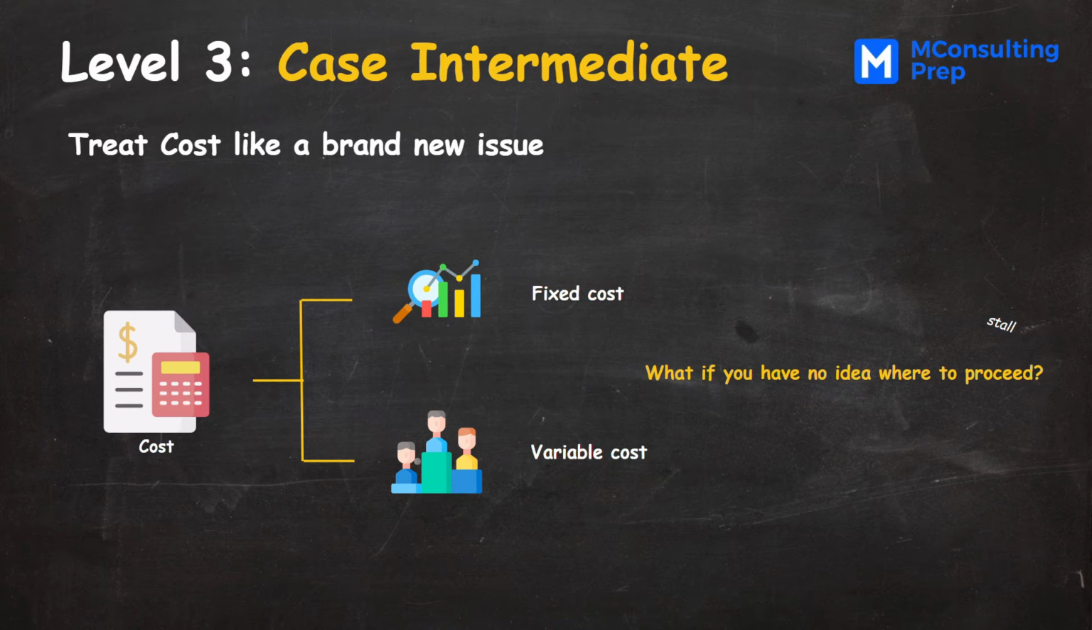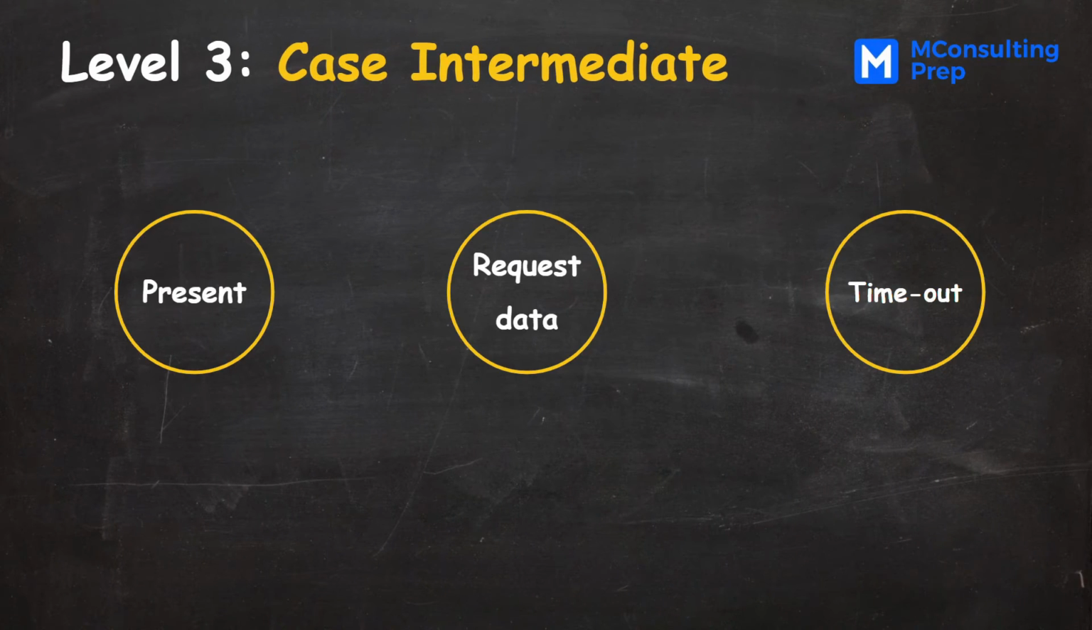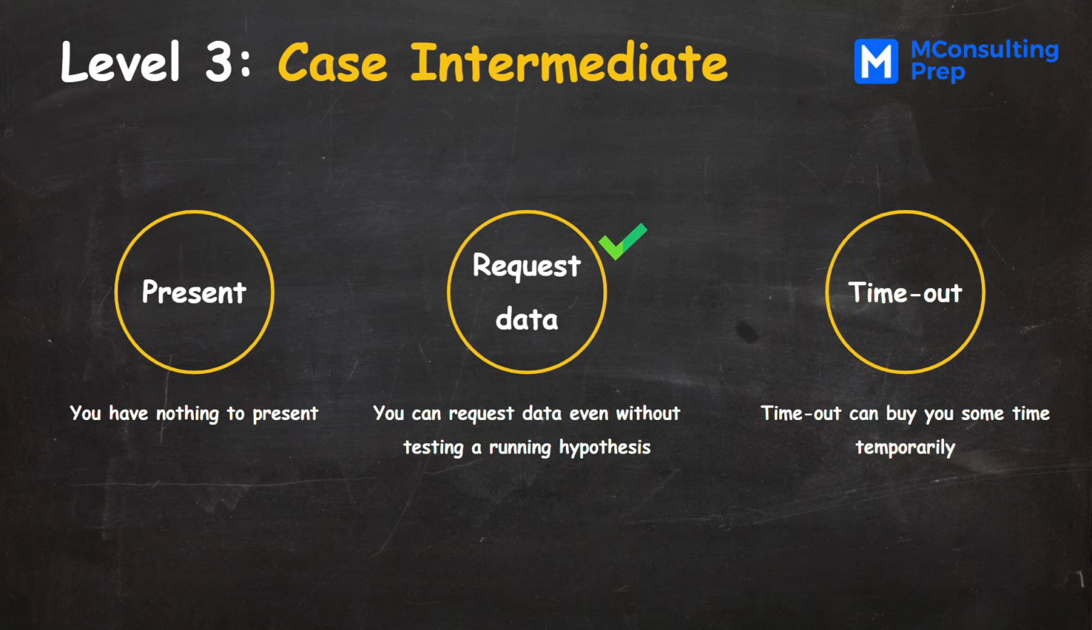Now, look back into your toolbox and remember that you have 3 weapons to use: present, request data, and timeout. Presentation is not an option here because you have nothing to present. Timeout can buy you some time temporarily. Take it if you have to, but many candidates don't realize they can request data, even without testing a running hypothesis. Here's the magic script to legitimize your data request.